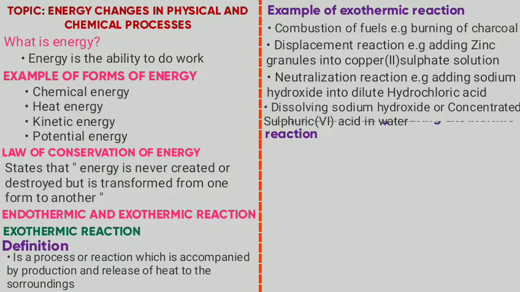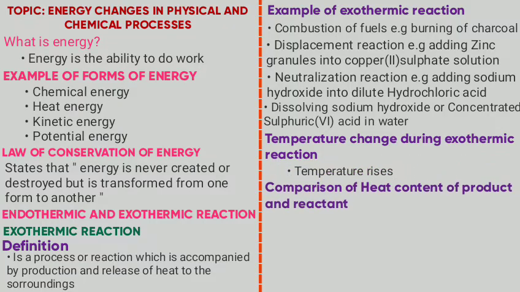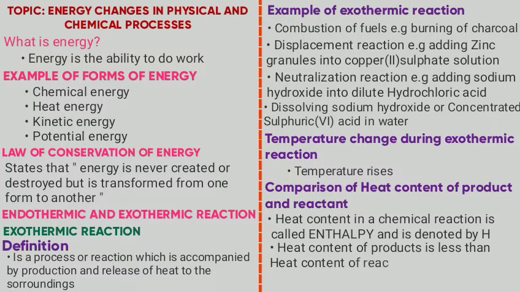Temperature change during an exothermic reaction: temperature rises. Reason: heat is released to the surroundings of the reaction taking place. Comparison of heat content of the reactants and products. Now, heat content in a chemical reaction is called enthalpy, denoted by H. Usually, the heat content of the products is less than the heat content of the reactants in an exothermic reaction.